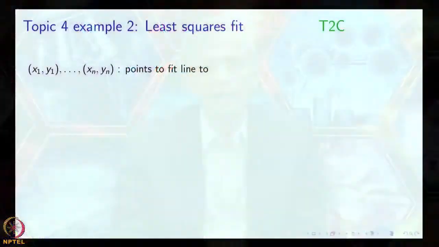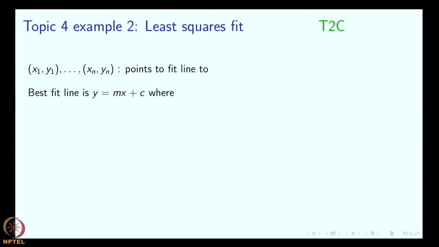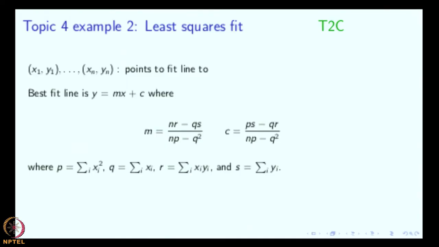You can also do least squares fit. We are given points and we want to fit a line to that, and the best fit line is some y equal to mx plus c. So we have to determine m and c, and we can determine m and c by following these formulae, and the exact values are calculated according to this. This is described in chapter 4, and it is an interesting example.